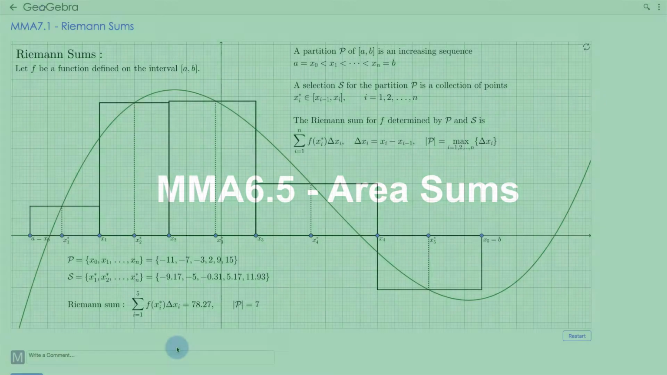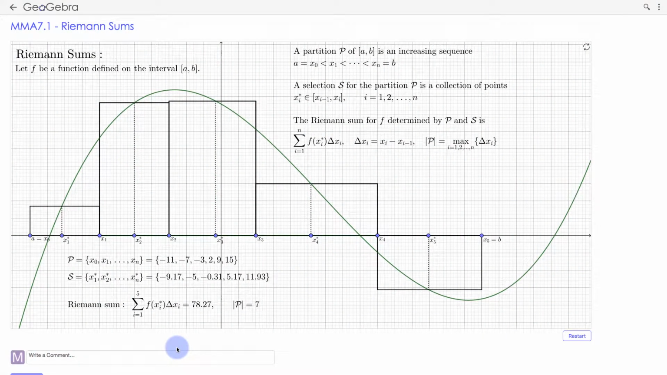So last time we started discussing the three topics: area, sums, and integrals. Now we will continue with that. We begin with the concept of a Riemann sum. So what is a Riemann sum?